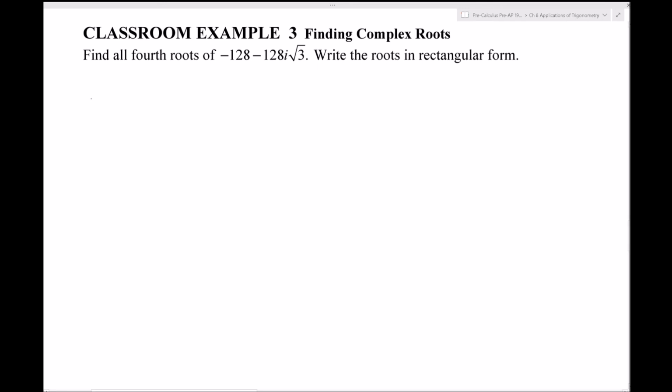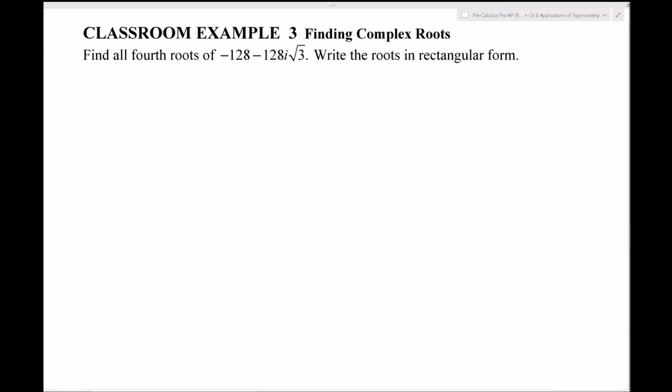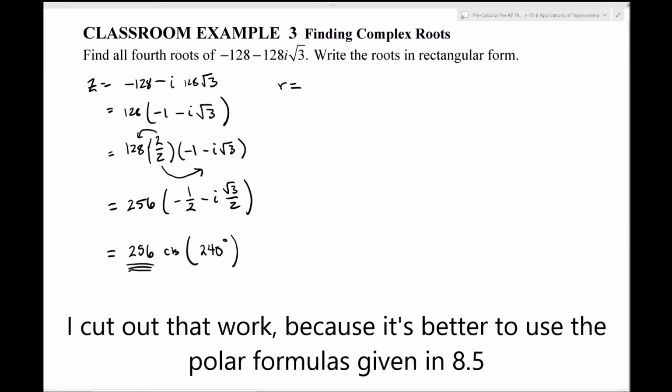So z, we'll say, is equal to negative 128 minus 128i square root of 3. You take away the i in your mind, so forget about i. So I'm going to write the i out here. So negative, and then i, 128 square root of 3. And those are the x and y components, or x and y coordinates, if you want to think of them that way. Find r, using the formula, square root of x squared plus y squared.